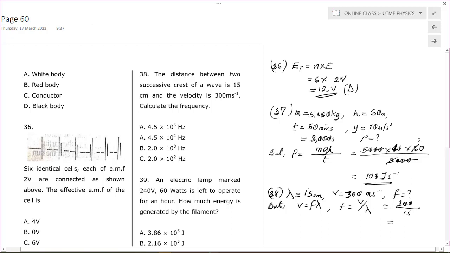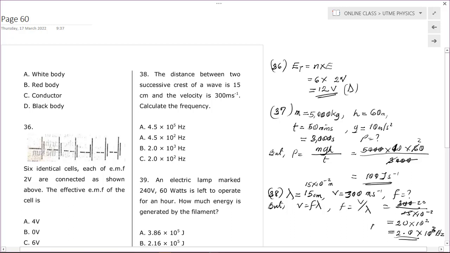Oh sorry, I have to convert this into meters. So this will give you 15 times 10 raised to power minus 2 meters. This one will cancel this, it will give you 20. At the end of the day, you'll be having 20 times 10 raised to power 2, that is 2.0 times 10 raised to power 3, positive 3. That is the frequency you are calculating. So the answer here is B.